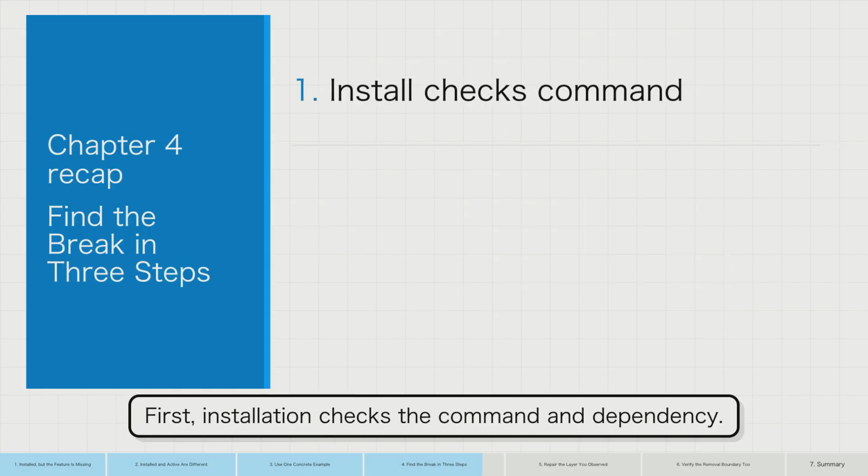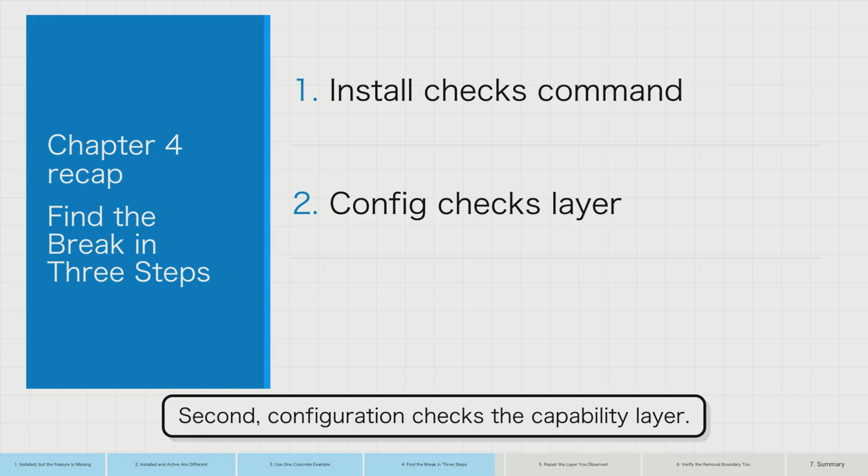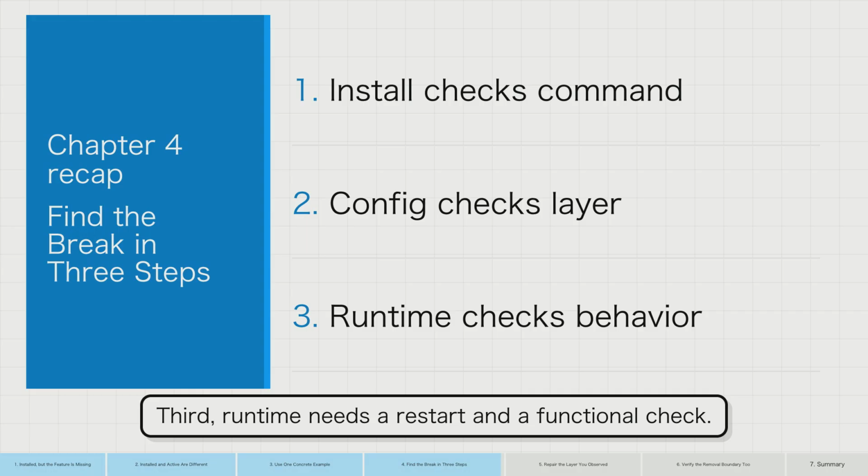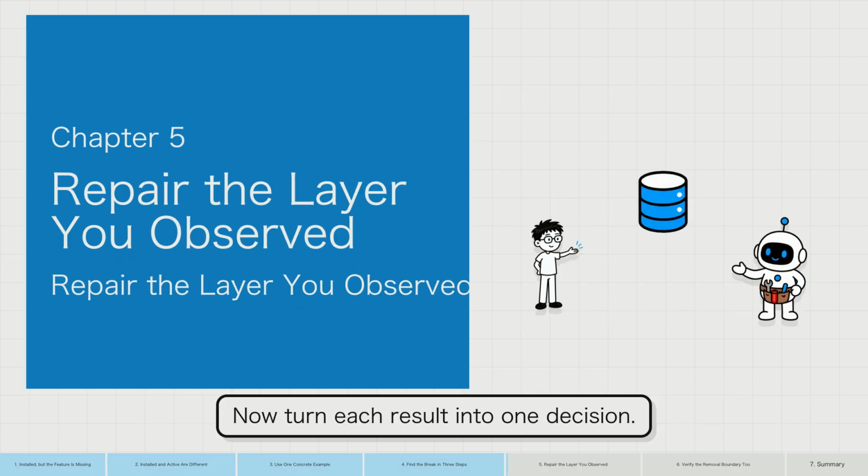Chapter recap. First, installation checks the command and dependency. Second, configuration checks the capability layer. Third, runtime needs a restart and a functional check. Now turn each result into one decision.